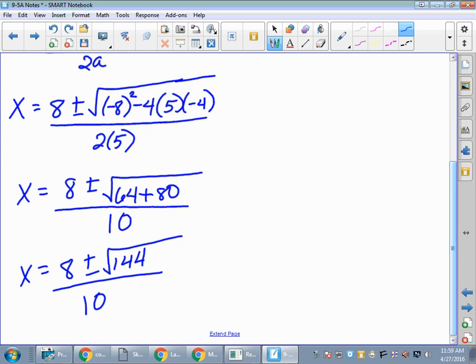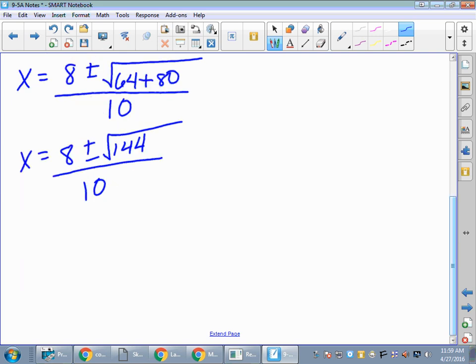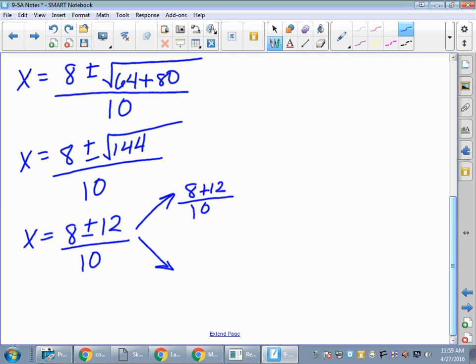This one worked out again. I'm not sure how that happened twice. Square root of 144 is 12 all over 10. Now we're ready to separate. So from this point, I would say 8 plus 12 divided by 10, or 8 plus 12, or I'm sorry, 8 minus 12 divided by 10. That's the plus or minus part. Man, I can't win on that one.